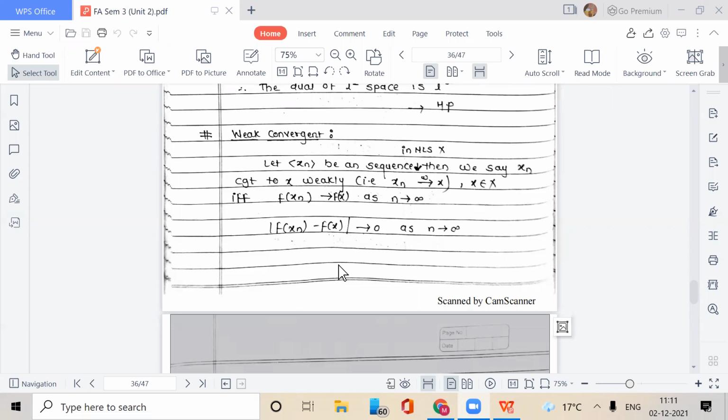Weak convergence. A sequence xn, n equal to 1 to infinity, in a normed linear space is said to be weakly convergent, or we can say xn converges weakly to x, if there is an element x belonging to capital X such that for every functional f belonging to X dash, the dual space of X, which contains bounded linear functionals on X, for every such f we have f of xn converges to f of x as n tends to infinity. We write xn converges weakly to x in this way, as given in this bracket.